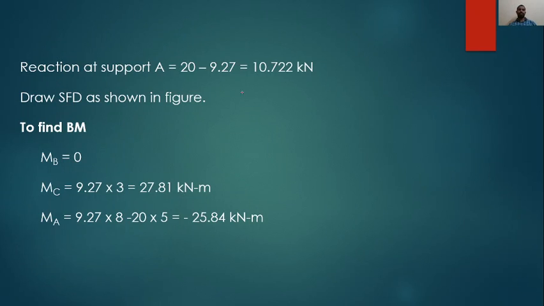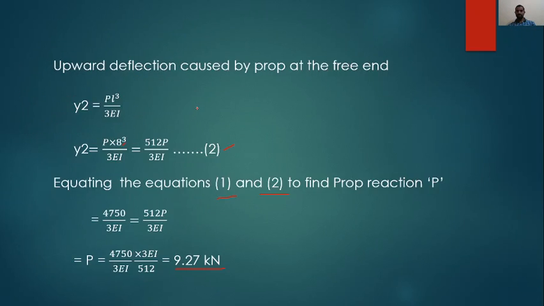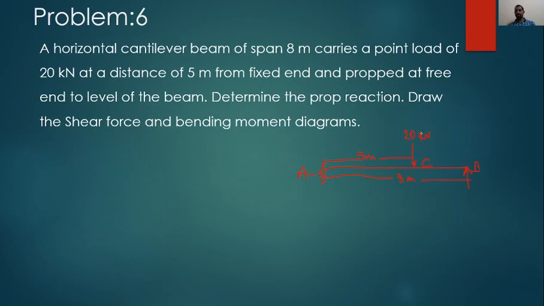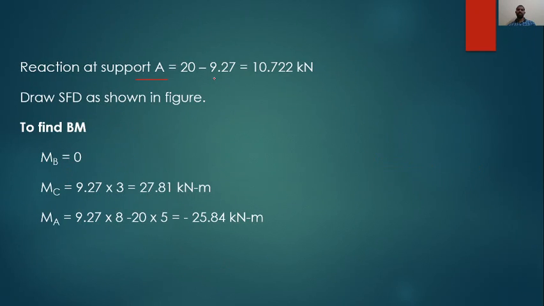With the prop reaction as 9.27, let us calculate the vertical reaction at fixed support A. Here the total downward load 20 minus the prop reaction will give you 10.72 as the vertical reaction at the fixed support. Now we know the values at different points, and therefore we can draw the shear force diagram. And then let us move on to the bending moment diagram. For this, we need to calculate the bending moment at various points, starting with the bending moment at B. Bending moment at B is 0.